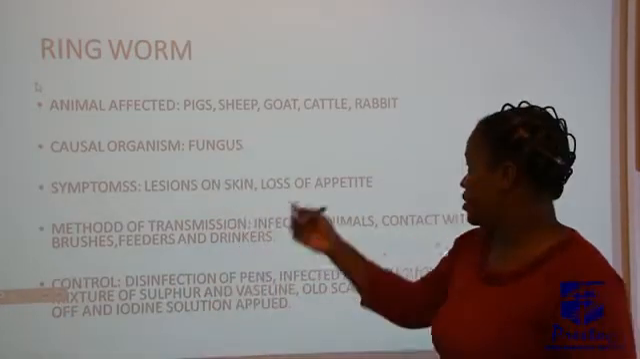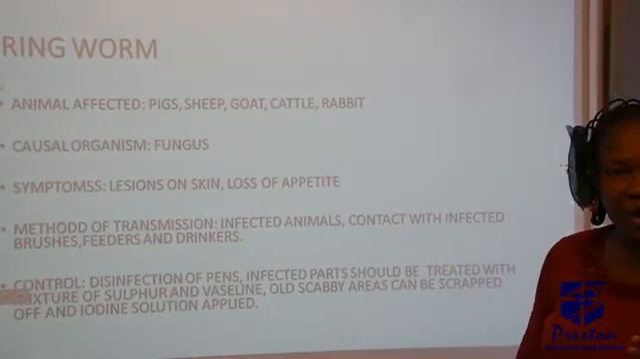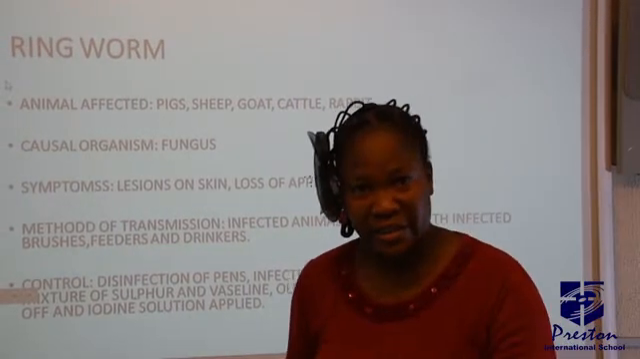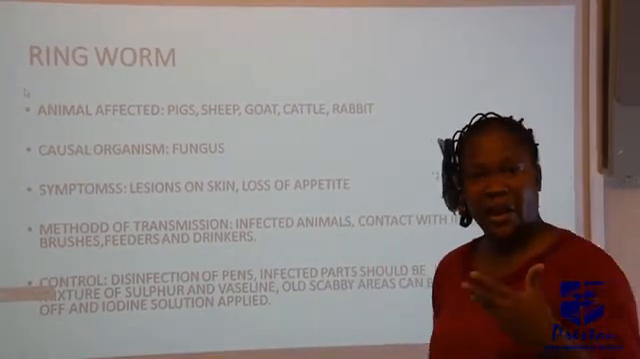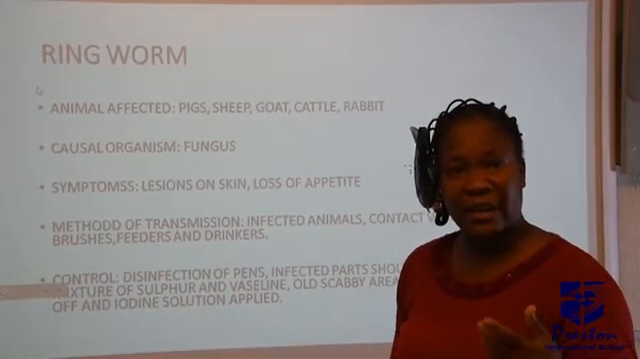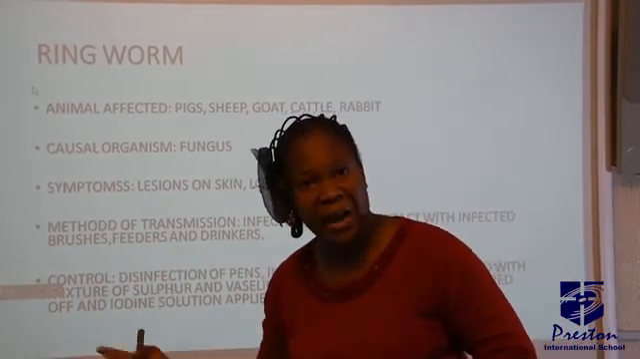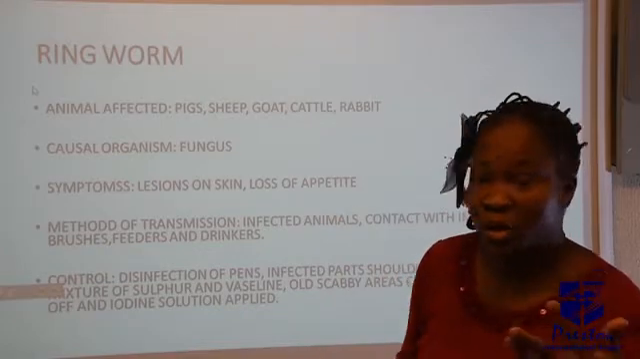Now the next disease is ringworm. Ringworm is a zoonotic disease. We've talked about that in last class. Zoonotic disease is a disease that can be transmitted from man to animal or from animal to man.